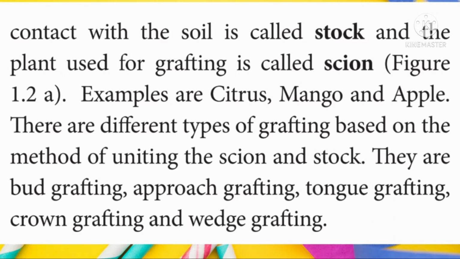Examples are citrus, mango and apple. These three plants are nowadays grown by grafting techniques. And there are five types of grafting: bud grafting, approach grafting, tongue grafting, crown grafting and wedge grafting. These five types are named based on the method of uniting the scion and the stock, that is, how the stock is united with the scion. Based on these techniques, five types are followed nowadays.